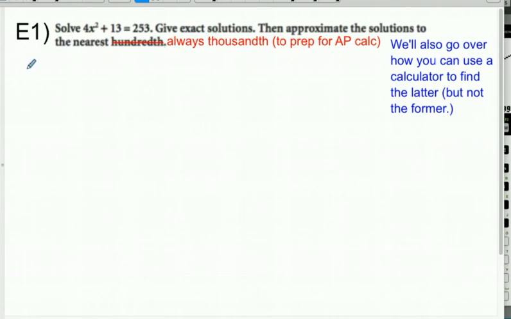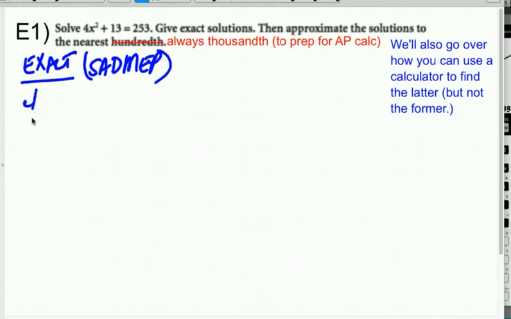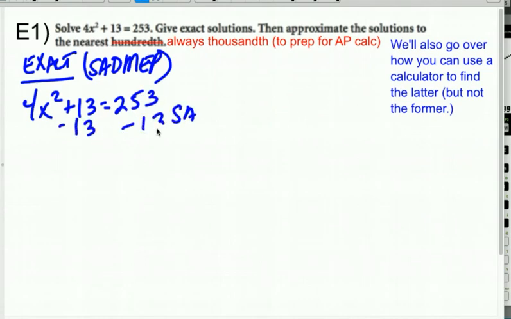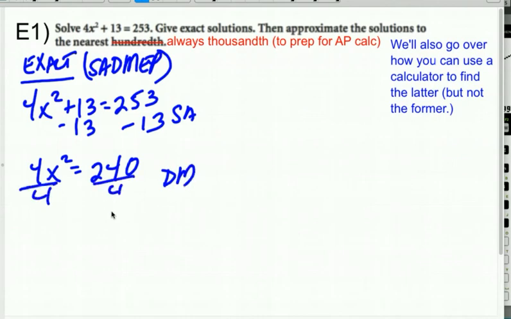So let's walk through the exact answers first, okay? So when I'm asked to give the exact answers, I'm going to go ahead and use SADMEP, right? The same thing that we did when we solved linear equations. So I have 4x squared plus 13 equals 253. I see that there is subtraction and addition that I can do. I can subtract that 13. So I'm going to get 4x squared equals 240. Now there's division and multiplication, so I'm going to divide both sides by 4, and I'm going to get that x squared is 60, right?